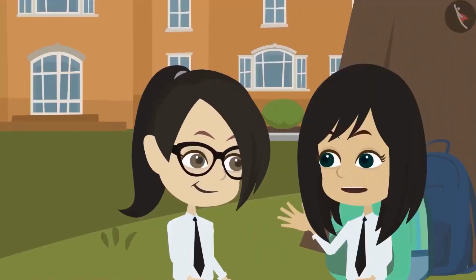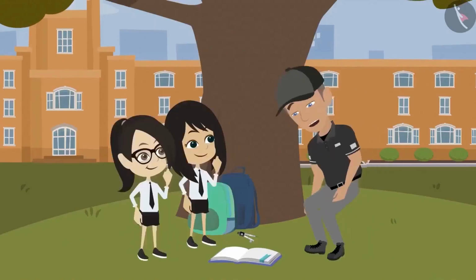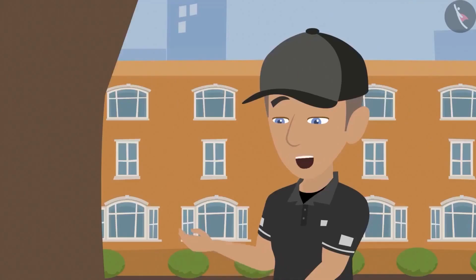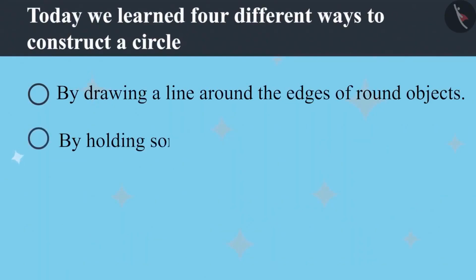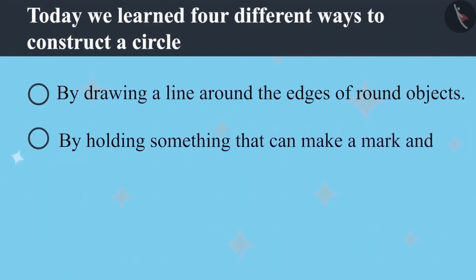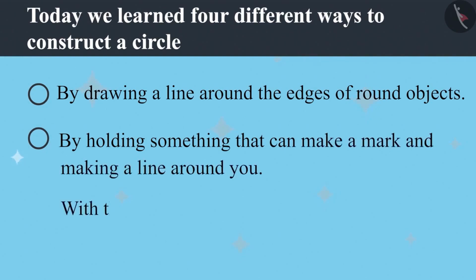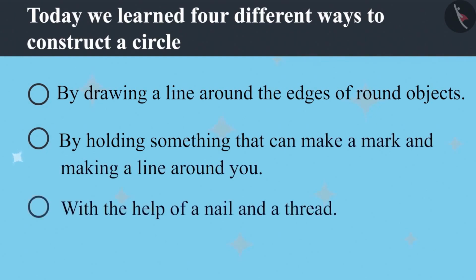Now, we know 4 methods to draw a circle, isn't it? Which 4 methods? I told only 2. One is by tracing the edge of round objects. The second is by holding something that can make a mark and then making a line around you. The third method is with the help of nail and thread. And fourth, by using a compass.